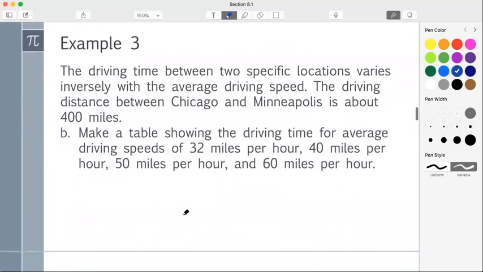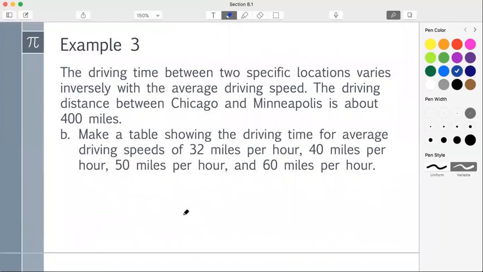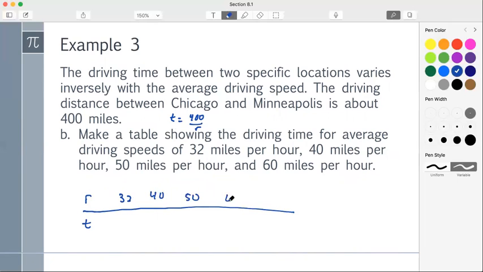For part B, make a table showing the driving time for the average driving speeds of 32 miles per hour, 40 miles per hour, 50 miles per hour, and 60 miles per hour. From the previous page, remember we have our equation, T equals 400 divided by R. So we're going to make a little table. We have our R's and our T's. We have 32 miles per hour to plug in, then 40, 50, and 60.